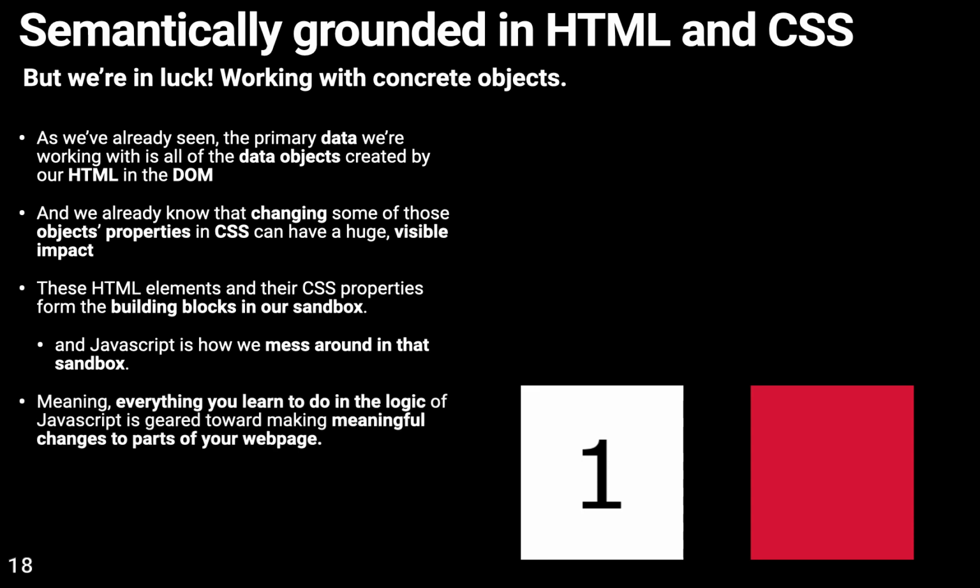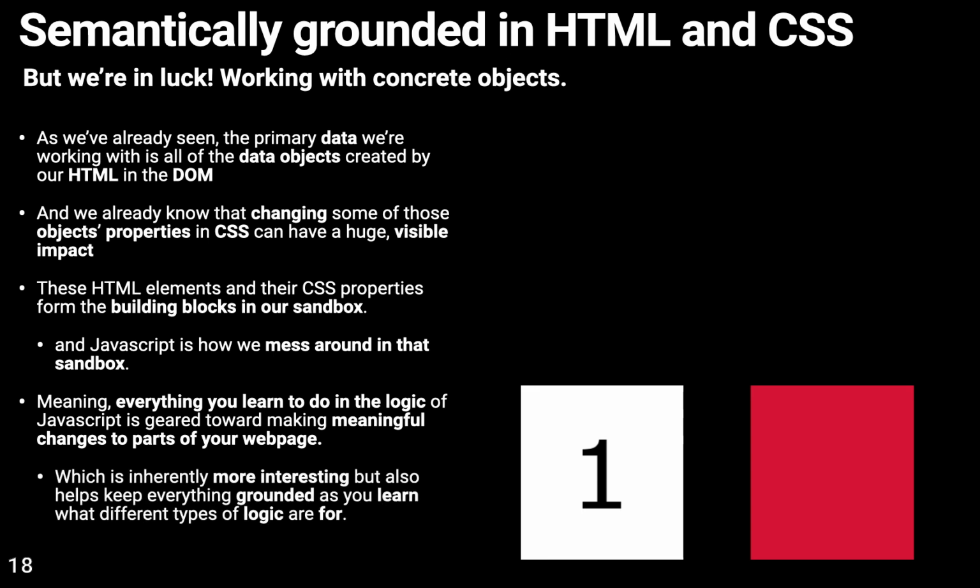Meaning, everything you learn to do in the logic of JavaScript is geared towards making meaningful changes to parts of your web page, which is inherently more interesting than abstract numbers for their own sake, but it also helps keep everything grounded as you learn, right? So as you figure out what each of these different kinds of logic are for, you'll also have memories of, oh, right, that moved the object around the screen, or that changed the color, or whatever. So, and again, remember that feedback is key. So visual feedback, awesome. Awesome to have right here in front of you.